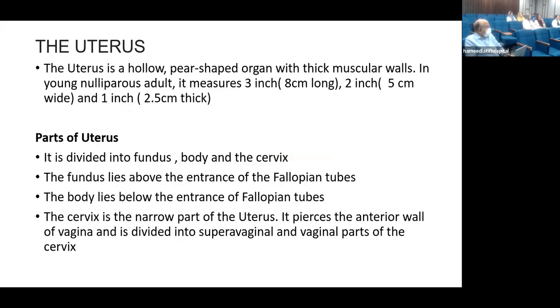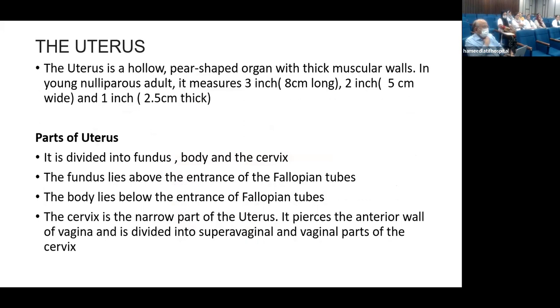Now we will discuss the internal genitalia. First of all, the uterus. The uterus is a hollow, pear-shaped organ with thick muscular walls. In a young nulliparous adult, it measures about 8 cm in length, 5 cm in width, and 2.5 cm thick. The uterus is divided into three parts, the fundus, body, and the cervix.